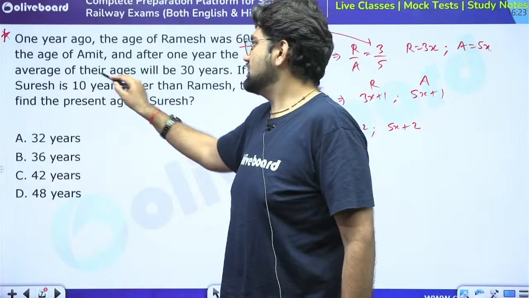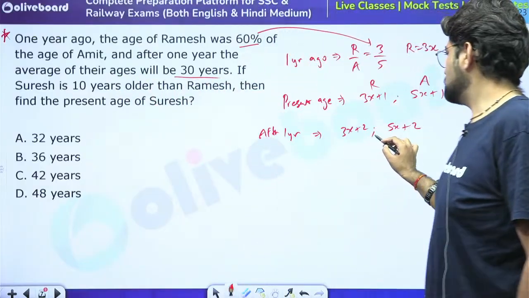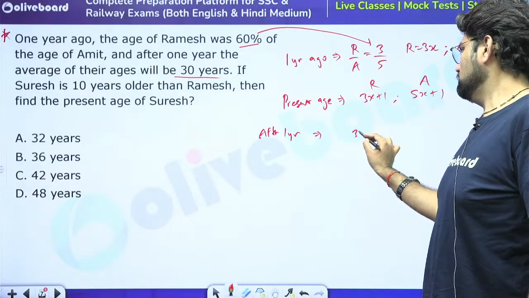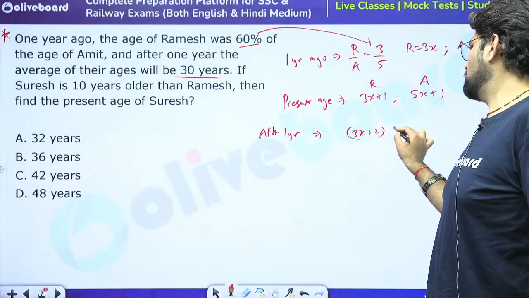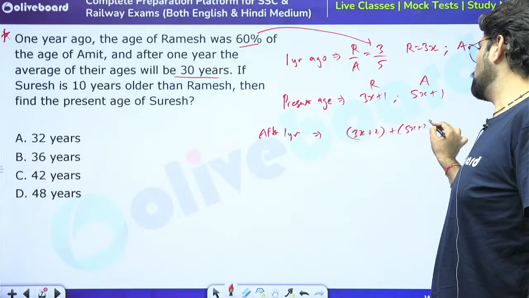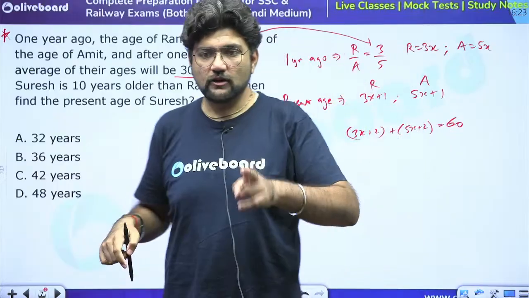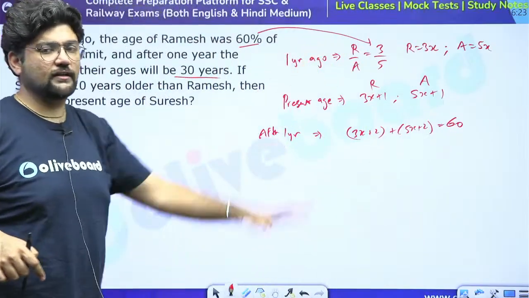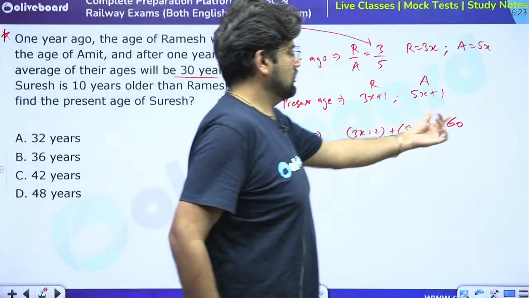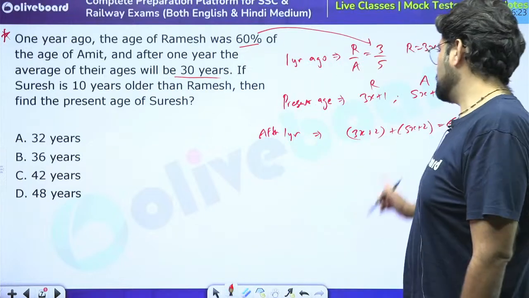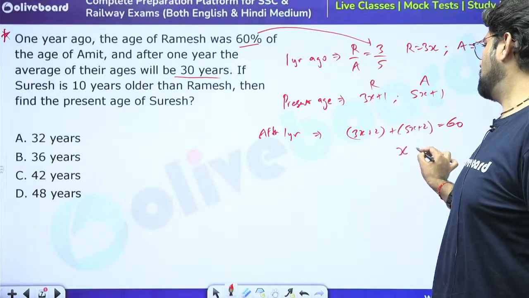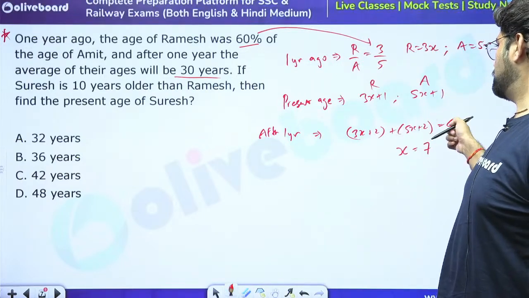The average ages will be 30 years. Average means 3x plus 2 plus 5x plus 2. Their sum is going to be 60. Why? Because average is 30 means their sum divided by 2 is 30. So I'll just multiply the 2 there to get the sum. So this is 60. I can find the value of x here. 8x equal to 56. So x is 7.